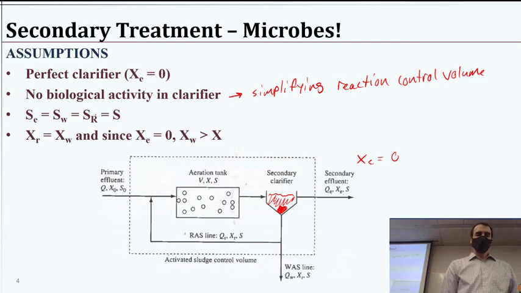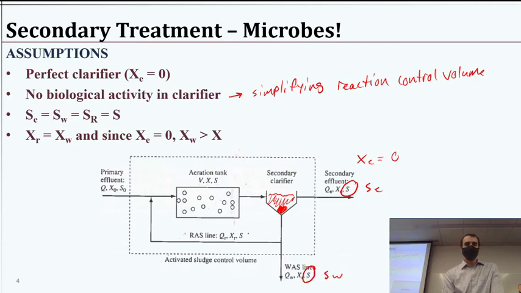and we can go from there. Another assumption here is when we look at the amount of substrate, this S, the waste that we're trying to get rid of, the BOD. If we look at the S in the effluent, so SE, we could call it, that's going to be the same S as in the waste.